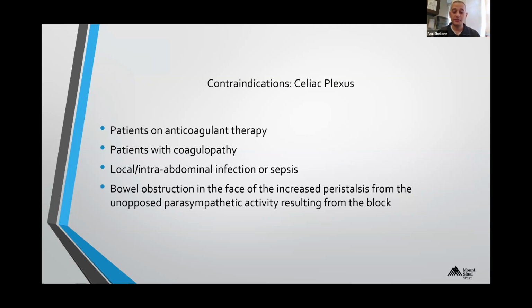Some of the contraindications for celiac plexus block are anticoagulant therapy, patients with an underlying coagulopathy, infection or sepsis, or bowel obstruction, due to the increased peristalsis that may come from the local anesthetic effect on the parasympathetic nerves during the injection. So by blocking this nerve plexus, you would expect to get hypotension and actually a brief period of diarrhea because of the unopposed parasympathetic activity after blocking the sympathetics. So you would get vasodilation of the vessels in the legs because of blocking the sympathetic nerves, and the diarrhea related to blocking the sympathetics of the gut.